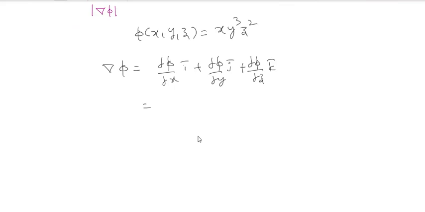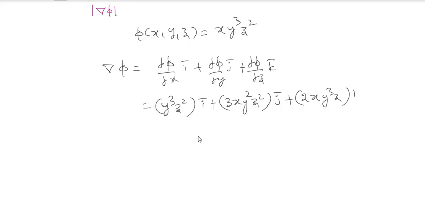So just do this one, dou phi by dou x. Dou phi by dou x is nothing but what? y cube z square into i bar plus dou phi by dou y, 3xy square z square into j bar plus dou phi by dou z, 2xy cube z into k bar. Am I right or not? So this is your del phi.